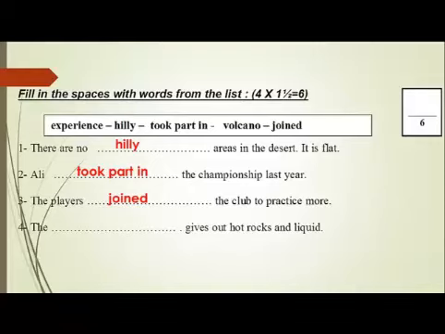Number 4, gives out hot rocks and liquid. What is it? Try to think. What is the thing that gives out hot rocks and liquid? It is the volcano. So the volcano gives out hot rocks and liquid.